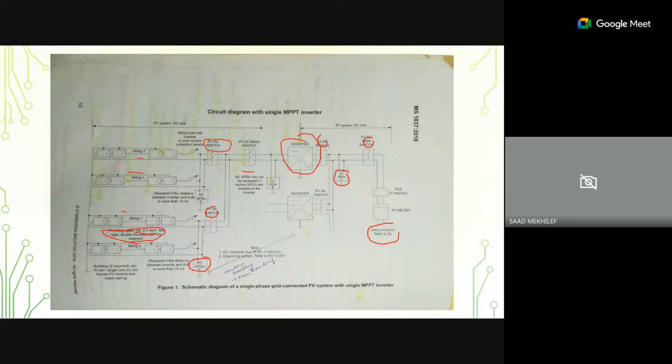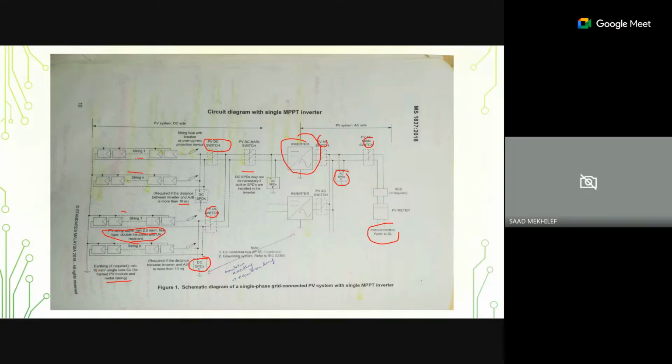This is required if the distance between the inverter and the box is more than 10 meters, so you need to have this. The earthing, I mentioned just now, it must be grounded. So earthing, if required, minimum 10 mm, single core. Now for frame PV panels, metal casing.